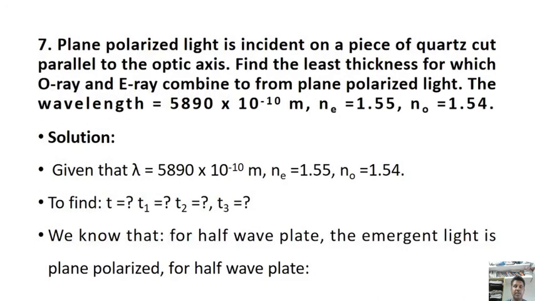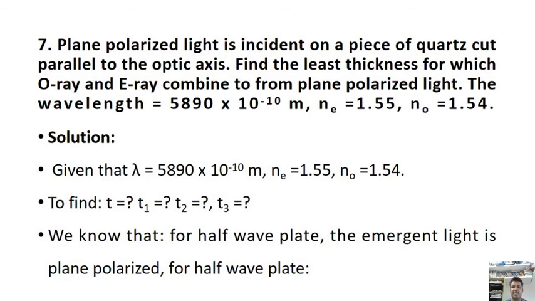Okay, next we discuss the 7th problem. Plane polarized light is incident on a piece of quartz cut parallel to the optic axis. Find the least thickness for which the ordinary ray and extraordinary ray combine to form plane polarized light.